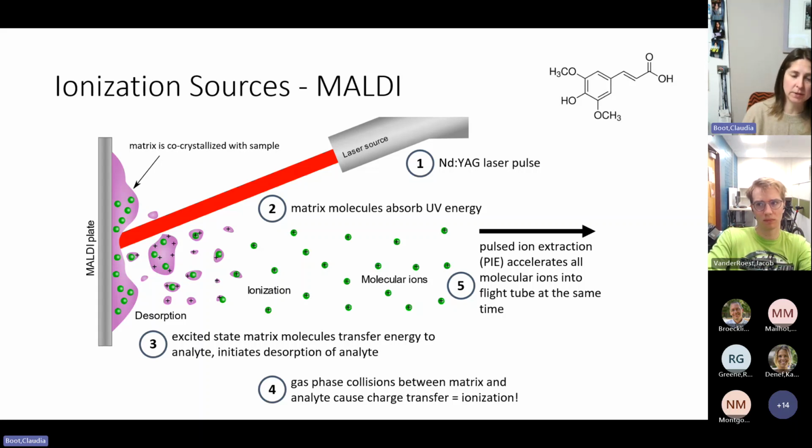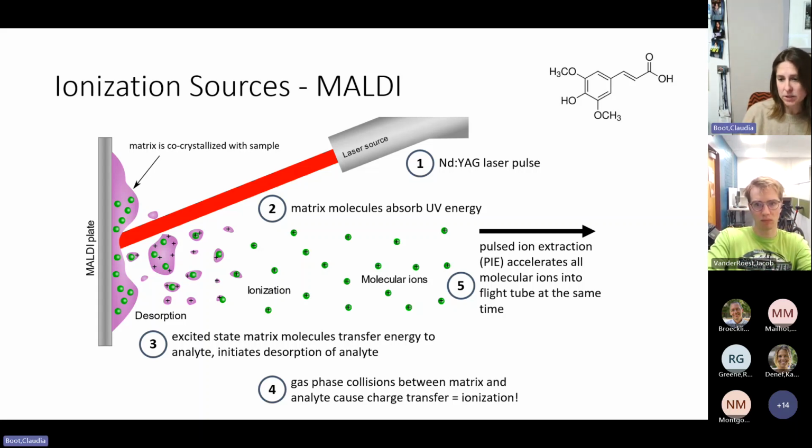And then the matrix molecules actually absorb all of that UV energy. So in these matrix molecules, you always see these highly conjugated systems, so they can absorb that energy from the laser. And then the excited matrix molecules transfer their energy to the analytes, initiating desorption of the analyte. And then the gas phase collisions between the matrix and the analyte cause the charge transfer, and you end up with ions that are then moved into the mass spectrometer through this pulsed ion extraction process, which basically lines everybody up at the bottom of the flight tube so that then they can do their race through time of flight.